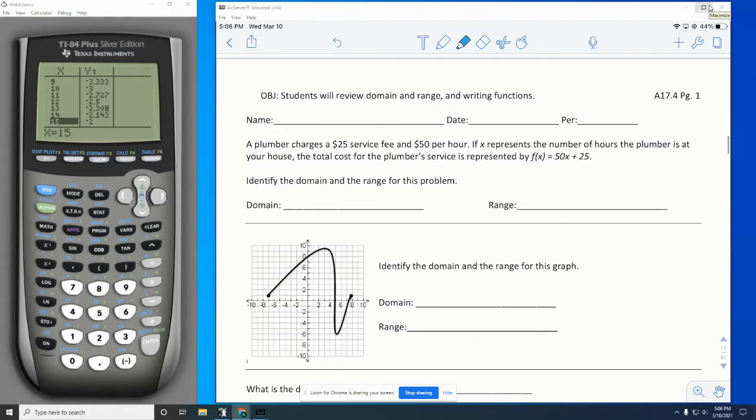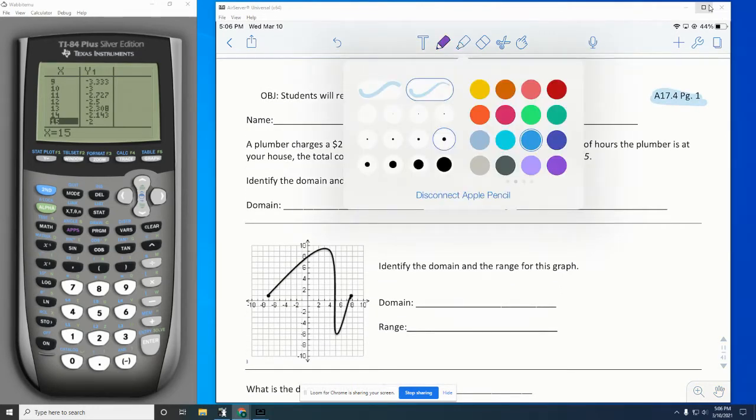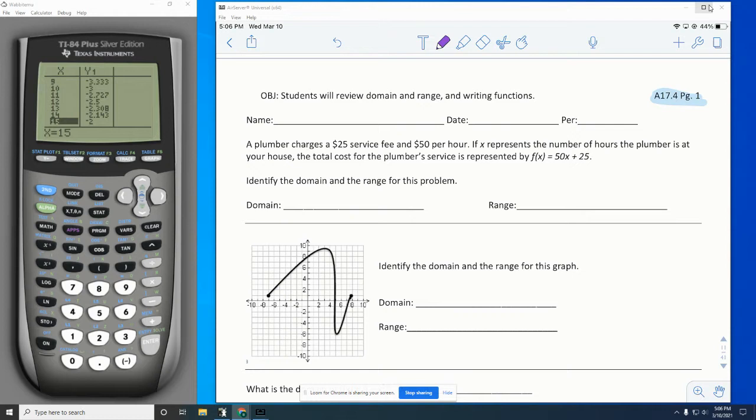This video covers 17.4. We're going to work some problems together, and then you're going to use those ideas to solve some more problems. So this first one, a plumber charges a $25 service fee and $50 per hour. If x represents the number of hours the plumber is at your house, the total cost for the plumber service is represented by f of x equals 50x plus 25. Identify the domain and range for this problem.